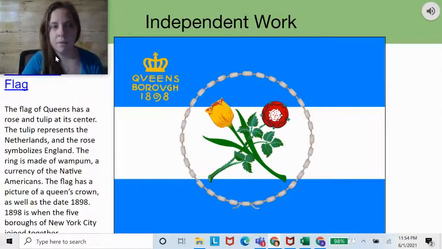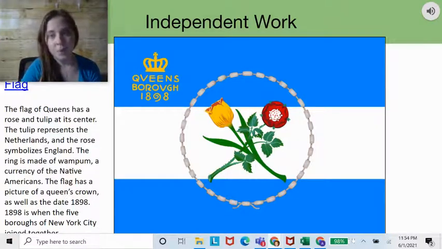Oh, here's the borough of Queens, and I see no people. I see no animals. I see a crown because it's Queens. Maybe there's something with a crown. Oh, wait, here we go. We see the flag of Queens has a rose and a tulip at its center. The tulip represents the Netherlands, and the rose symbolizes England. The flag has a picture of the Queen's crown. Oh, so maybe they have some English ties. You have the Queen's crown and a rose to represent England. And the ring is made of wampum. Oh, we remember wampum from Unit 1, right? All about our Native Americans.